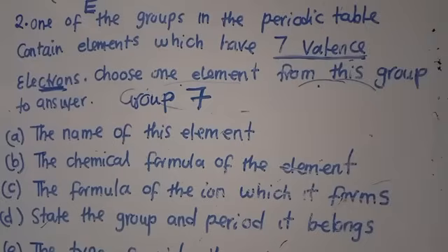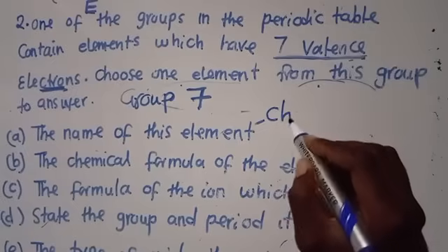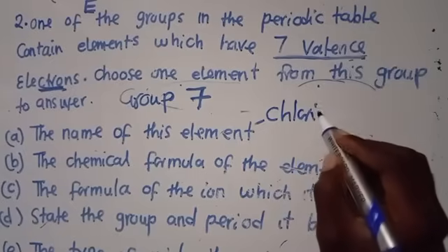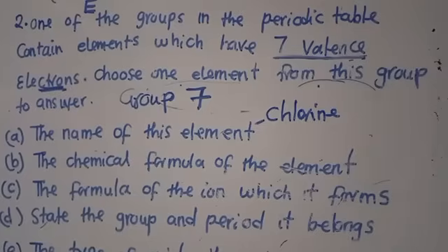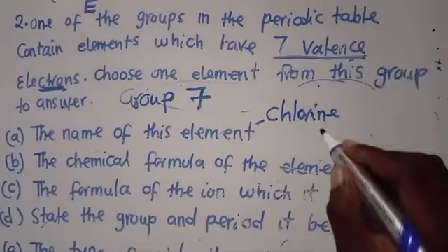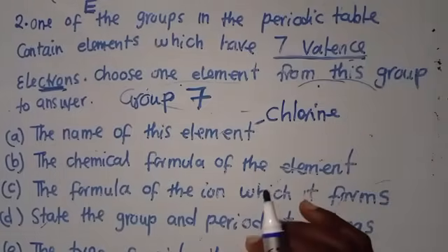Chlorine is from group 7. How about others? We've got chlorine, this is the first answer that I've seen. So chlorine is from group 7. We've also got fluorine. It is also there.